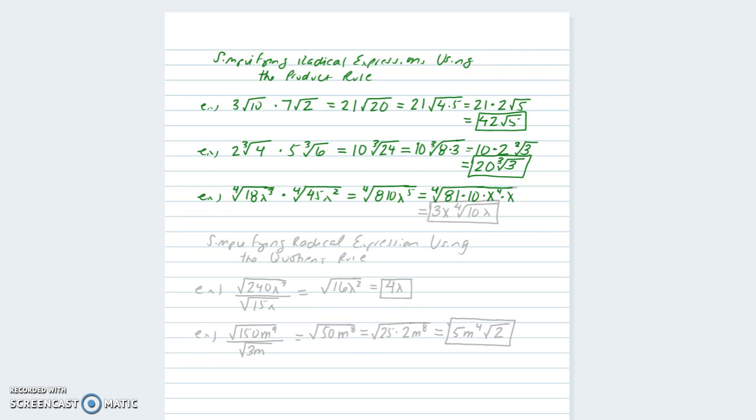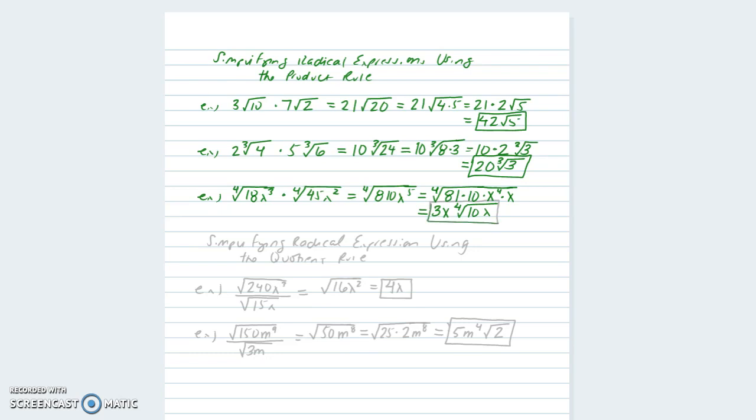Well, the 4th root of 81 is actually going to be 3. 10 is not a perfect 4th power. x to the fourth is a perfect fourth power, so the fourth root of x to the fourth is actually x. x is not a perfect fourth power, so that stays inside our radical, which gives us 3x, the fourth root of 10x. And this is our final answer here.